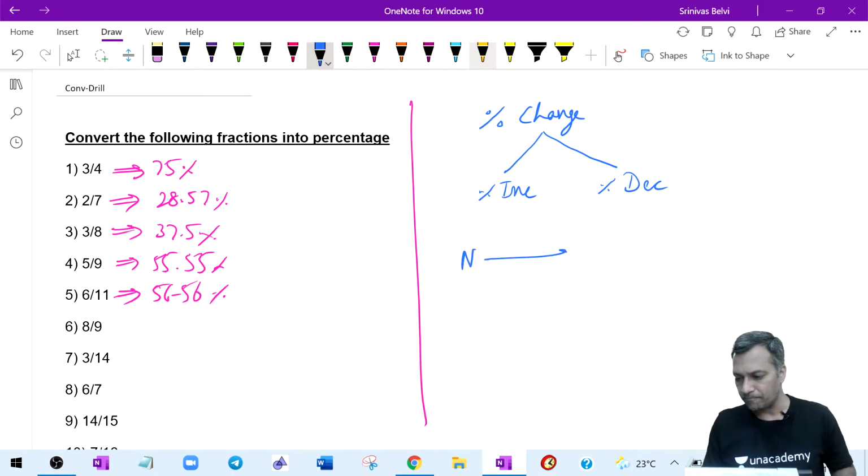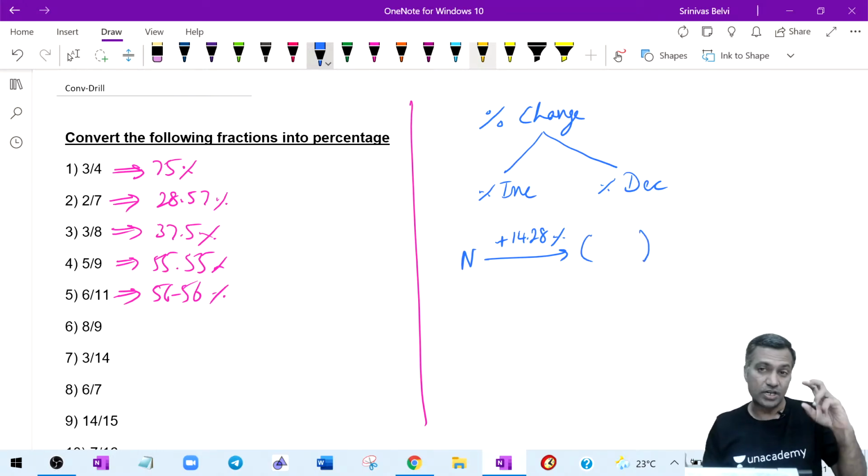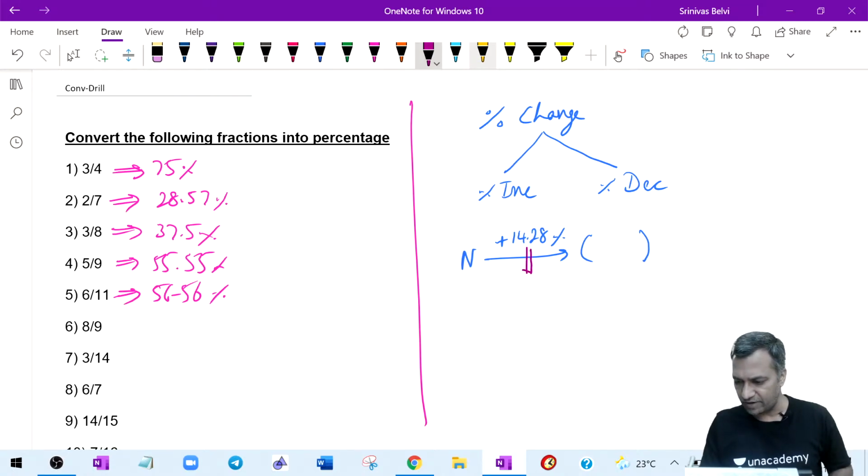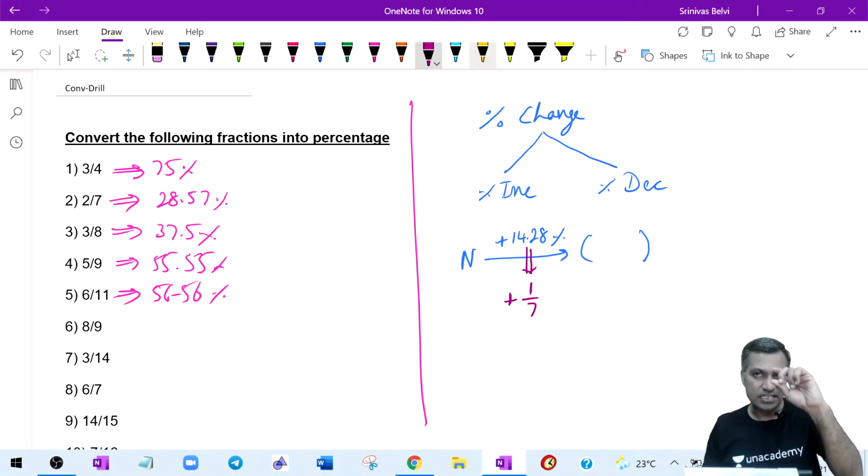If there is a number that increases by 14.28%, therefore, what is the output? Pretty simple. Listen to this. First, you will say, what is the fraction form of this particular number? 1 by 7. Look at the sign. What is the sign there? Plus 1 by 7. What is the multiplier?